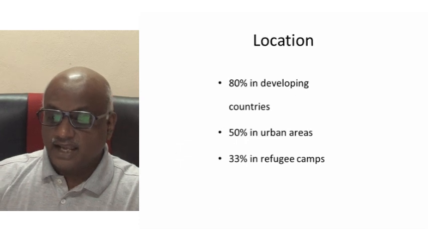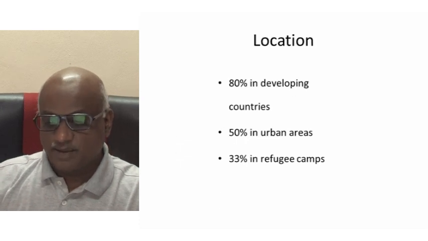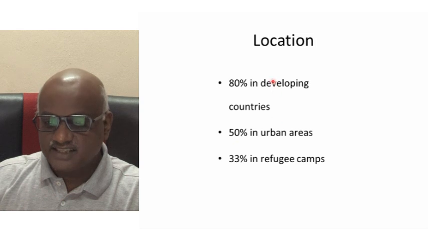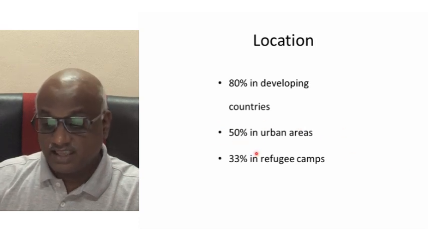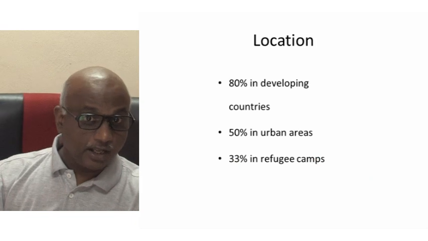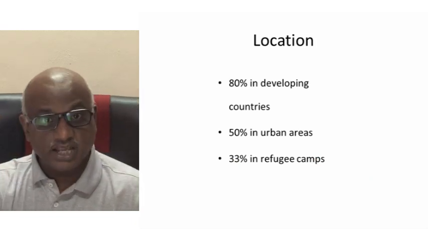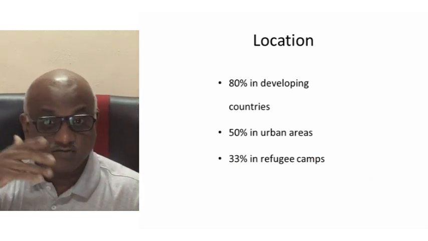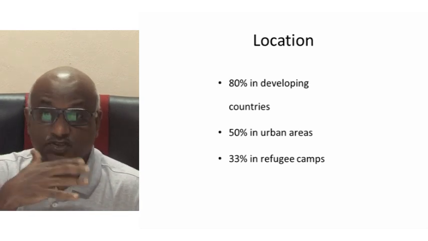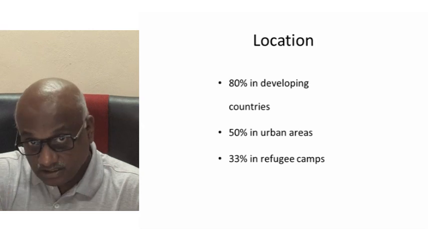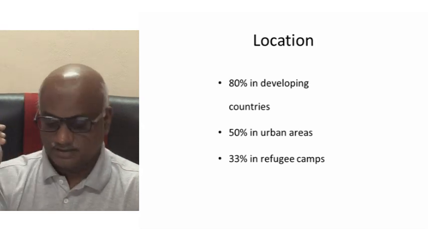Again, if you look at where suicides happen, 80% of suicides happen in developing countries, 50% in urban areas, and in refugee camps, the suicide rates are very high. So, we know that, for example, in some research done in some of the refugee camps that were there in Vavuniya, the suicide rates were more than 100 per 100,000, which was more than double the national average, or more than that.